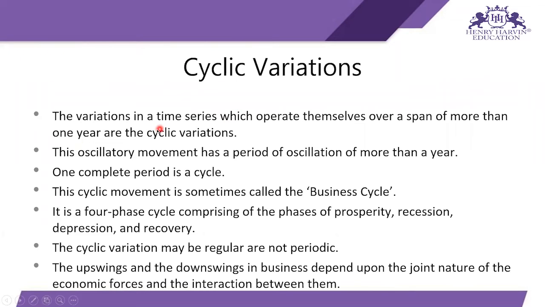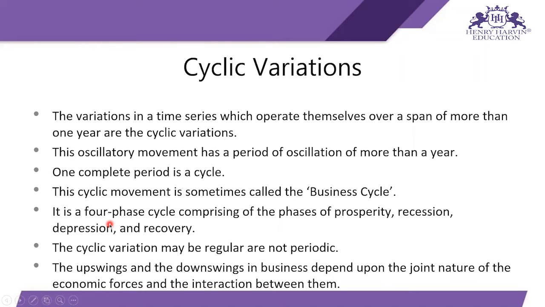The variations in a time series which operate over a span of more than one year are the cyclic variations. This oscillatory movement has a period of oscillation of more than a year. One complete period is a cycle. This cyclic movement is sometimes called the business cycle.